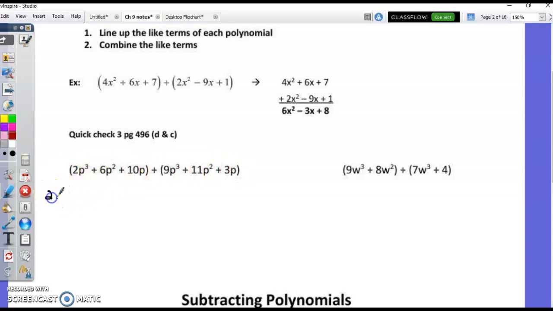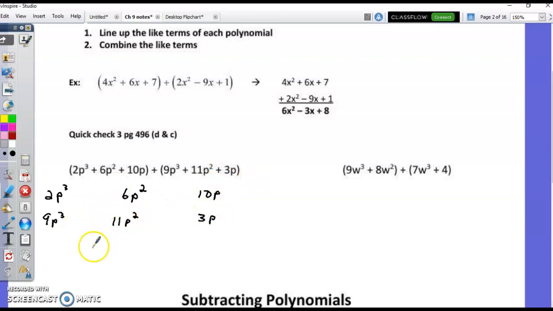So I'm going to write 2p to the third. This is a 6p squared, and it's a positive. And then we have 10p. And then in this one, because we're adding, I'm just going to line up the ones underneath that are the like terms. So 9p to the third would go here. 11p squared will go with that one. And a 3p will go with that one.